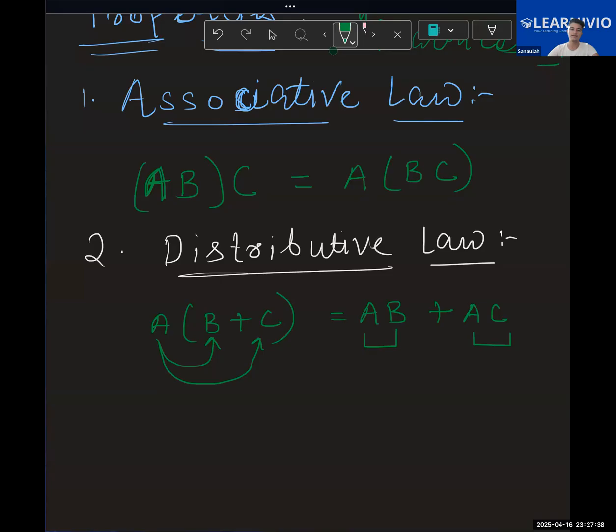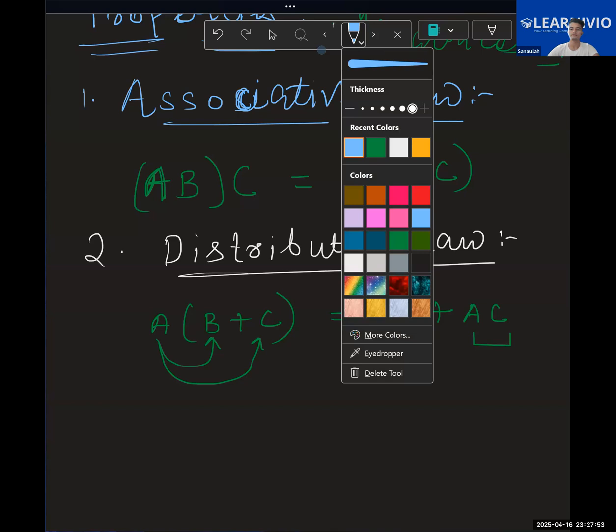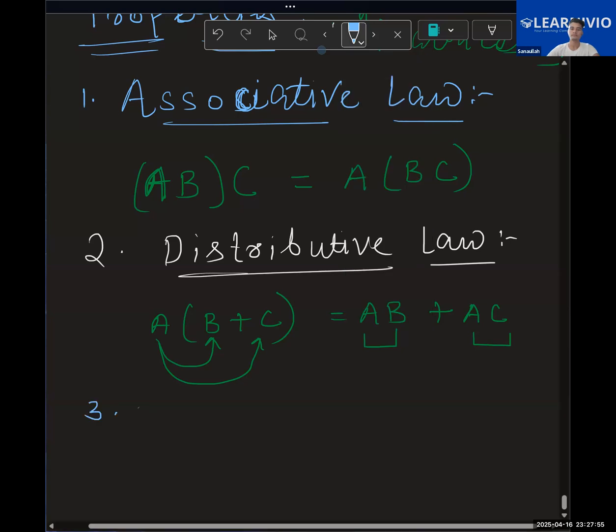Now the multiplicative inverse. Okay. Sorry, not multiplication. The existence of multiplicative identity. Multiplicative identity.